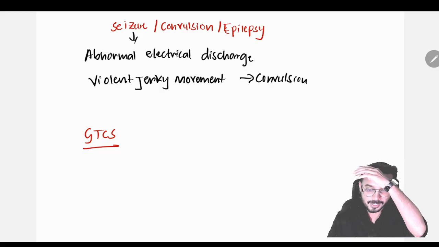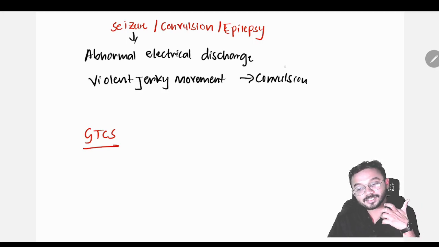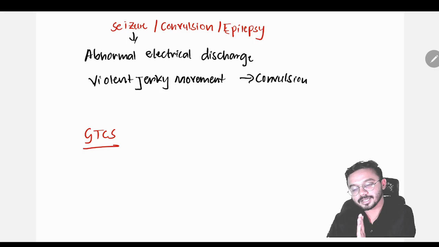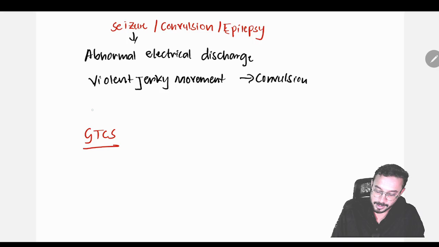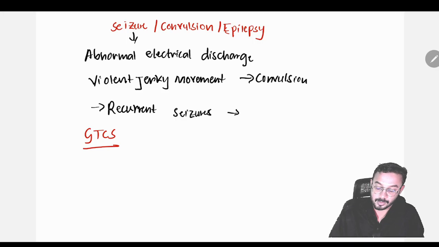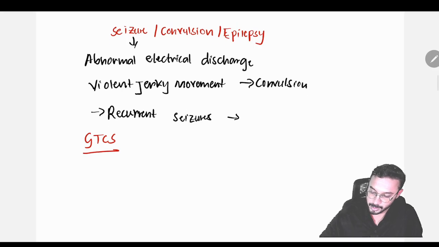So what do you mean by epilepsy? If seizures are occurring repeatedly, unprovoked seizures greater than or equal to 2 times, that is known as epilepsy. That is recurrent seizures. That is epilepsy. Okay. So I have one slide to show you.